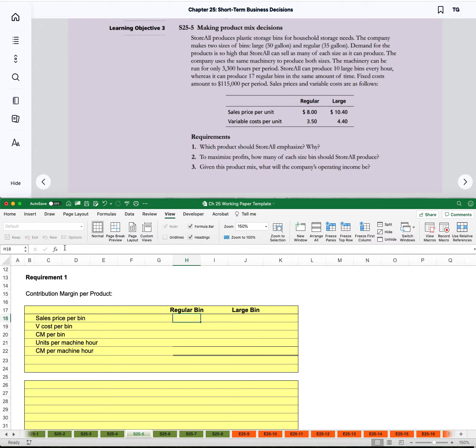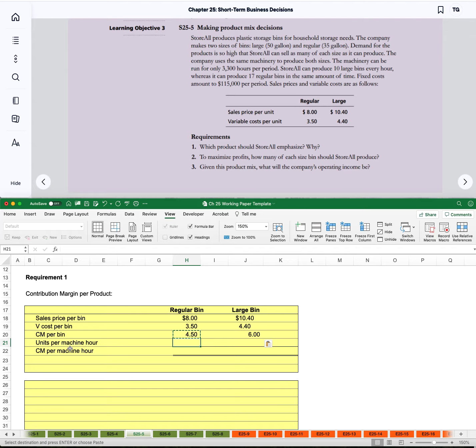Okay, so the sales price for a regular is $8, $10 for a large. Variable cost $3.50 and $4.40. And so contribution margin per bin is $4.50 for the regular and $6 for the large. So right now it looks like the large bin should be the product we would emphasize because it has the highest contribution margin. But we need to actually look at contribution margin per machine hour.